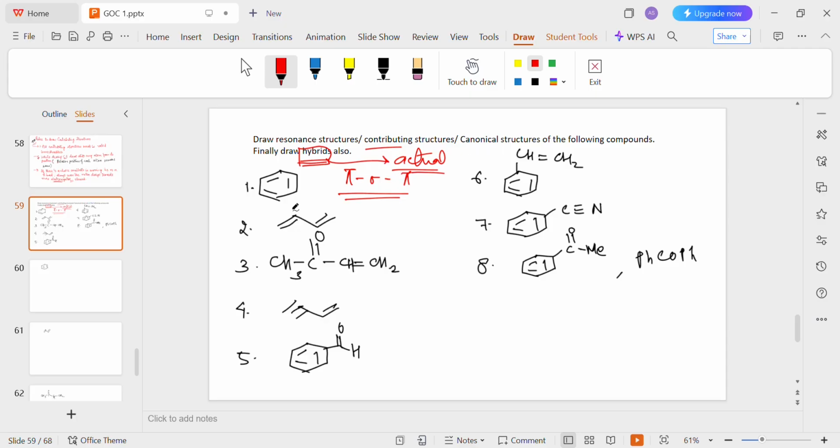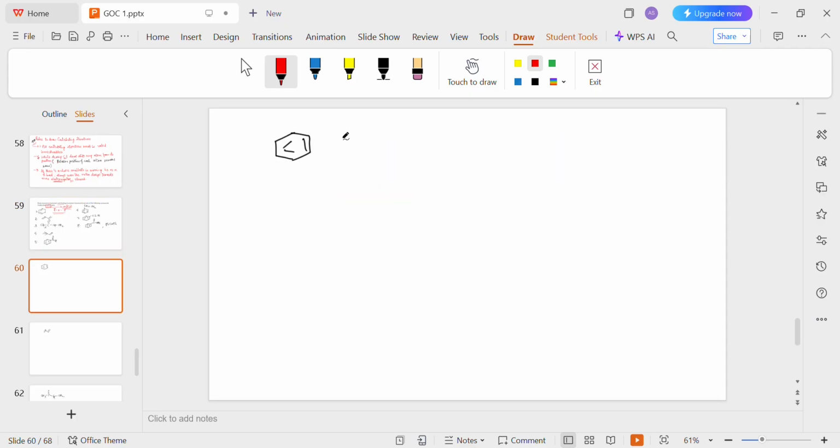So starting with benzene. You already know benzene can be drawn. Benzene only has two resonance structures, two resonance structures or canonical forms. What are they? These pi electrons are here, here and here. If you shift these electrons, this pi bond goes here, this pi bond comes here and this pi bond comes here. So the other canonical form becomes this. So this canonical form and this canonical form, these are the two Kekulé structures in case of benzene.